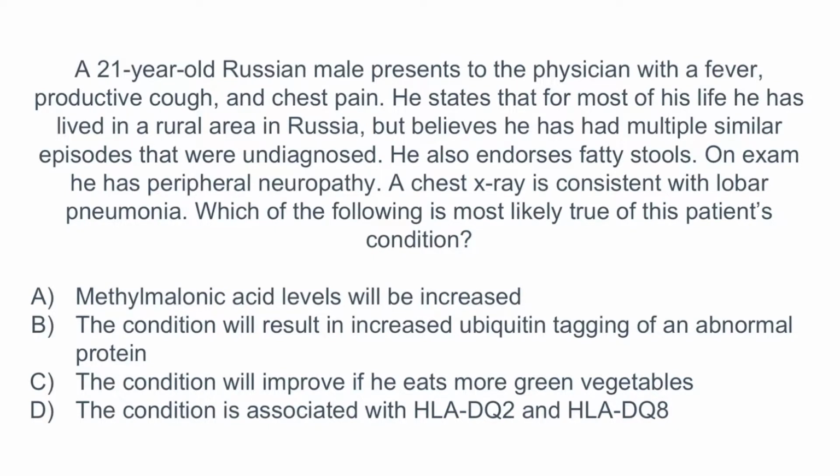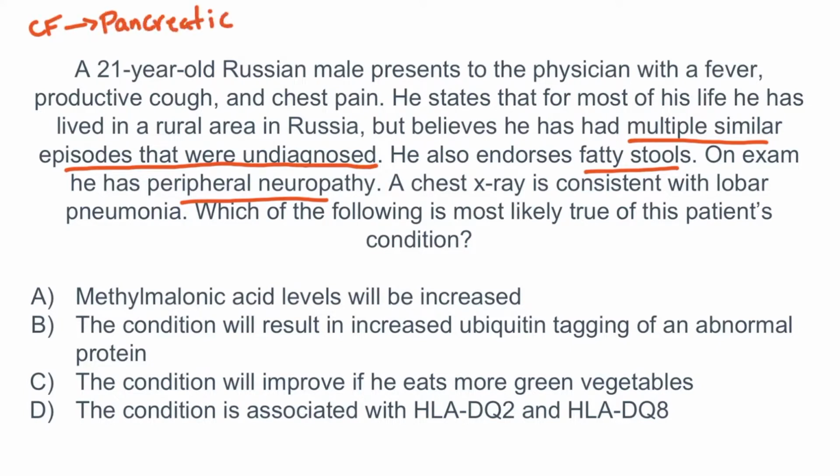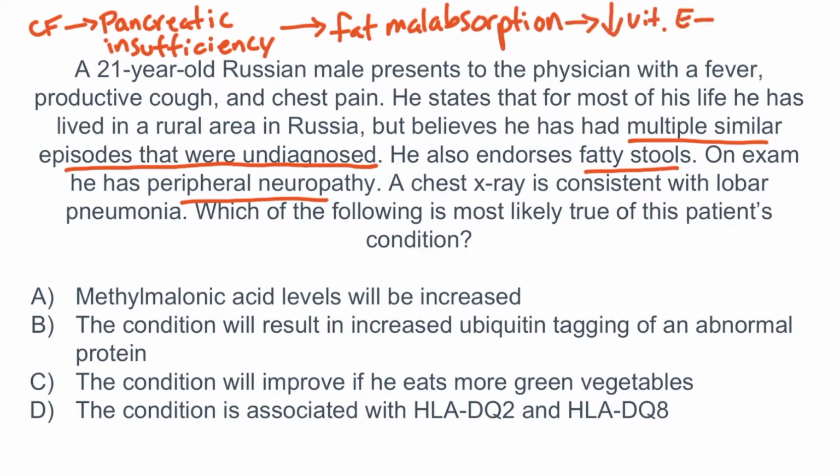From the question stem, hopefully you notice that this patient has a history of recurrent pneumonia. He also has fatty stools and peripheral neuropathy. These findings should make you think of cystic fibrosis. The fatty stools can be explained by pancreatic insufficiency, resulting in fat malabsorption. This can cause fat-soluble vitamin deficiencies, including vitamins A, D, E, and K. Vitamin E deficiency can cause neuropathy, which is what this patient has. So cystic fibrosis results in pancreatic insufficiency, causing fat malabsorption, vitamin E deficiency, and neuropathy.